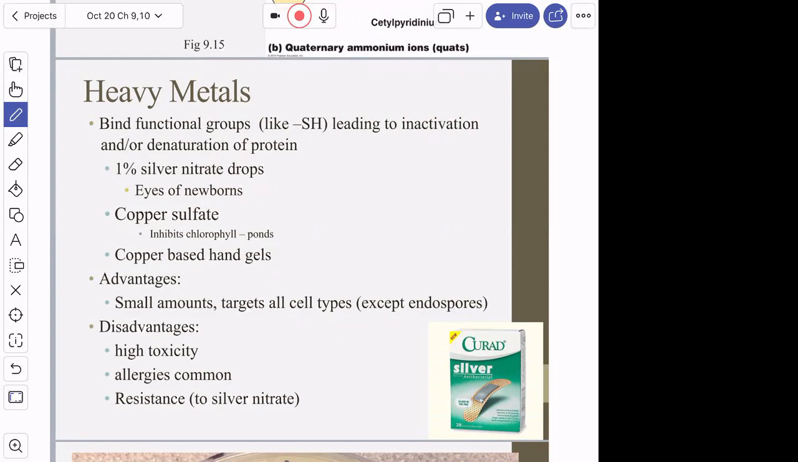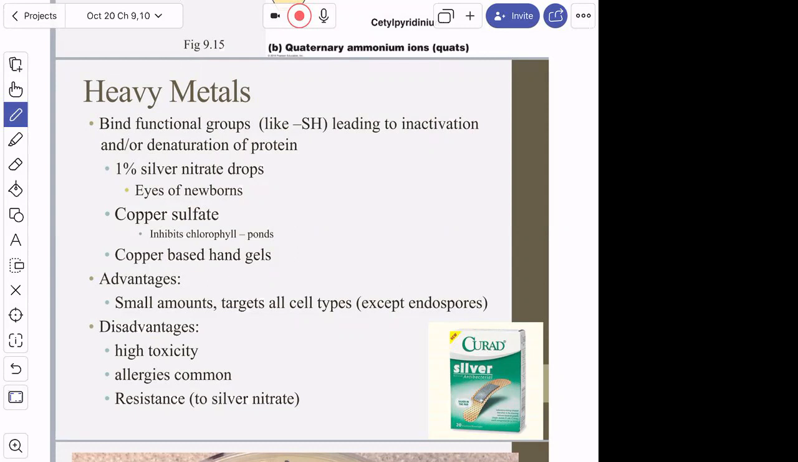We'll move on to heavy metals, keeping particularly in mind how we use these chemicals, if there's any big drawbacks or advantages to using them, as well as how they're going to kill the cells that we're trying to kill. So heavy metals, basically they bind functional groups of proteins like that SH, that's a thiol group. Apparently proteins have lots of thiol groups on them, so that's where heavy metals bind and denature proteins.